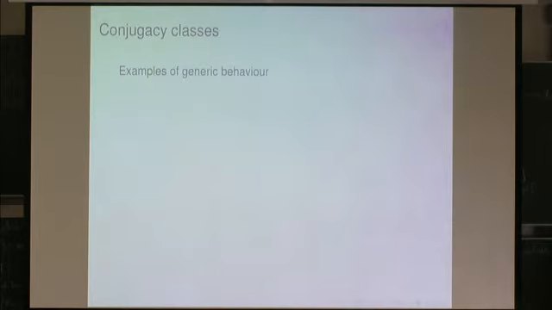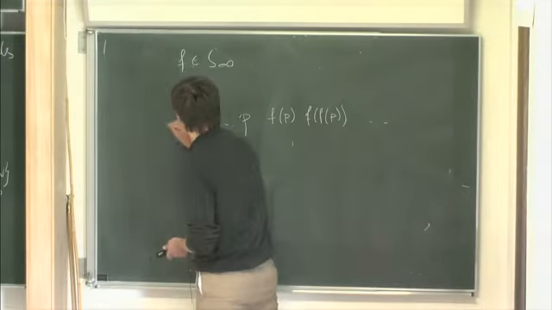Okay, some examples of the generic behavior. First, I'd like to say a couple of words about S infinity. If we have a permutation in S infinity and a point from the underlying set, then we can iterate this permutation: take p, f of p, f of f of p. Okay, so this is just the orbit of p.